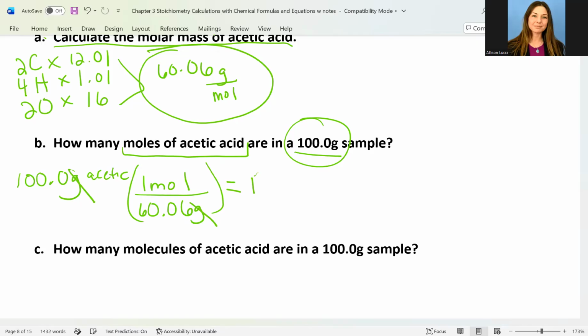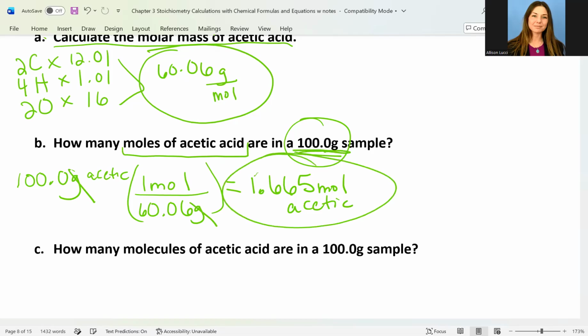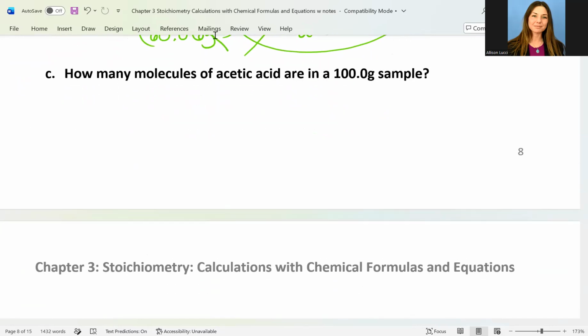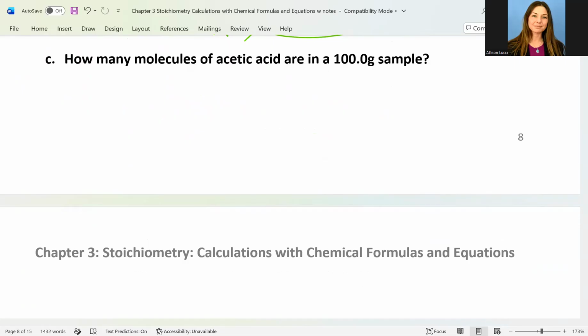And we'll see that we have about 1.665 moles of acetic acid. And I was able to retain all 4 sig figs throughout my calculation there. So how many molecules do I have of acetic acid now? This is part C. And I'm going to take what I just calculated, the 1.665 moles of acetic acid, and I want to know how many molecules.